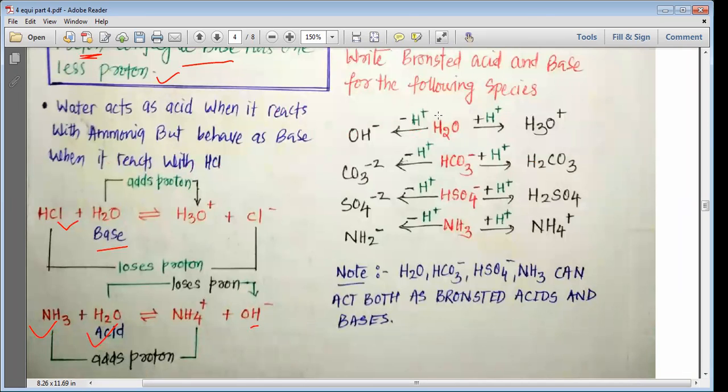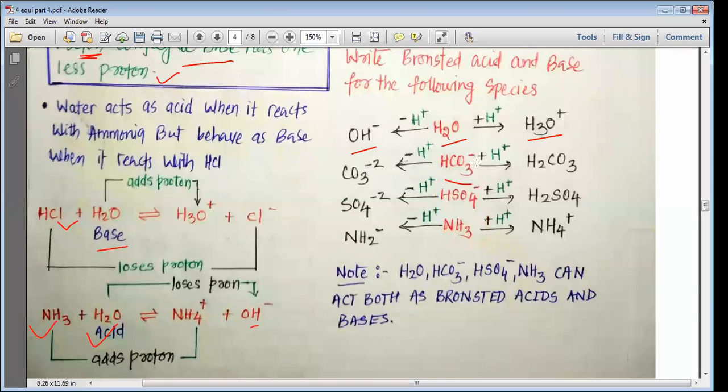So now, my dear students, if we have these species, we can get the conjugate acid and conjugate base both for such species. So if we have water, we can have H3O plus as a conjugate acid and OH minus as a conjugate base. When we add H plus to water, we get H3O plus, which is the conjugate acid. When we remove H plus, we get OH minus, which is the conjugate base.